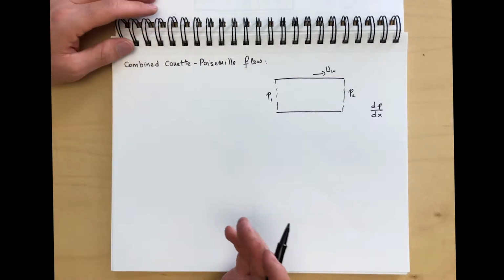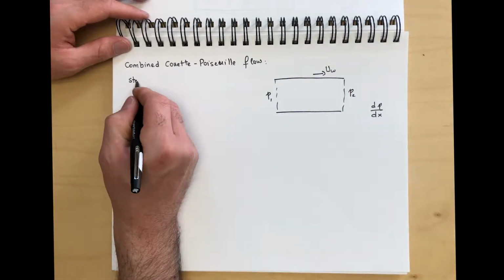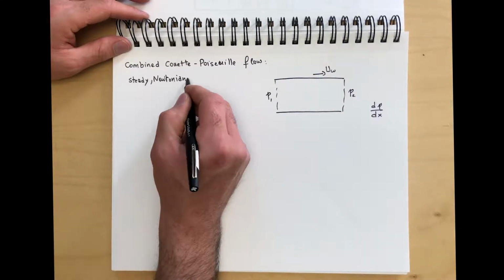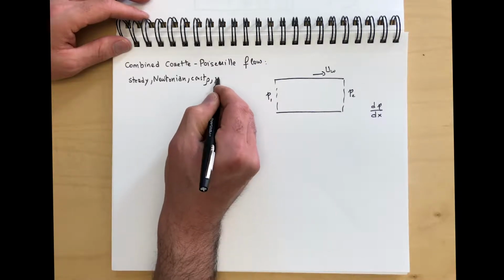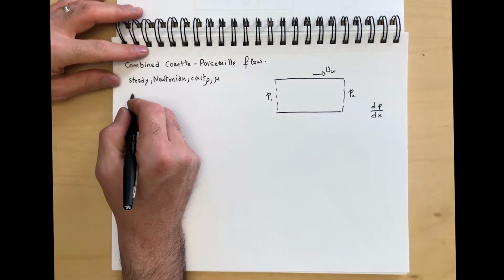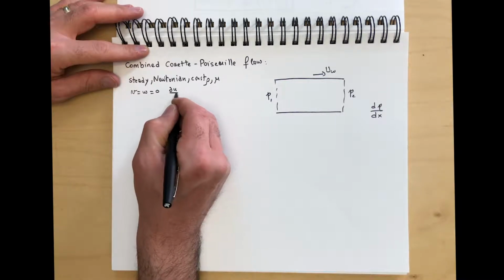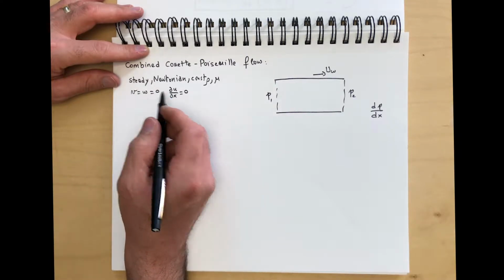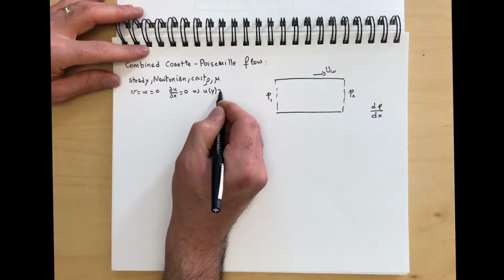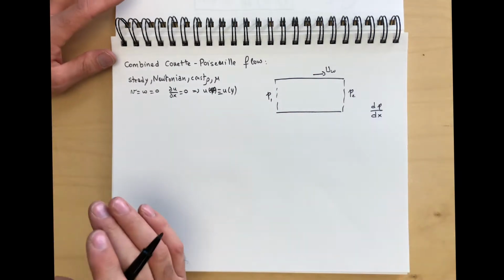So the same conditions apply. We're going to assume steady state, Newtonian, constant properties, rho, mu, and we're going to assume that there are no effects in the y and z direction, v equals w equals 0, and du by dx will be equal to 0. So u is only a function of y, u of y. Okay, so the same equations apply as we did before.